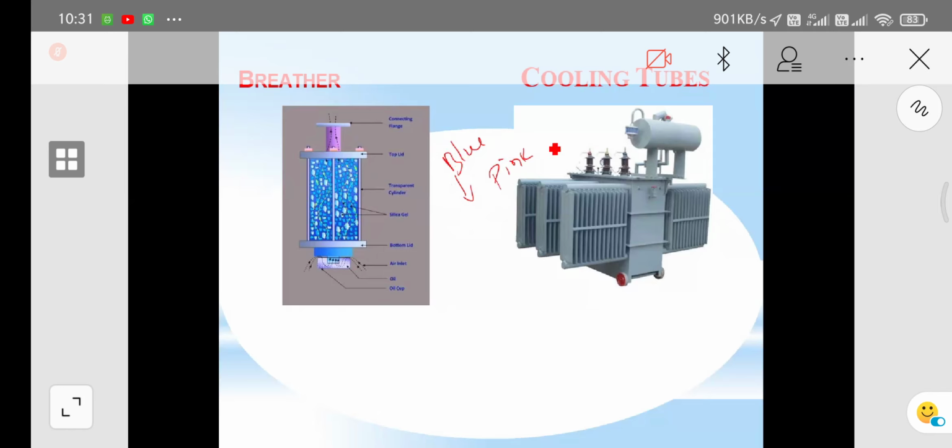So the pink color, which indicates what here? The pink color indicates that a greater amount of moisture will be there.